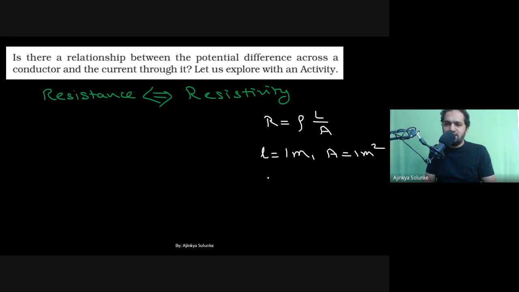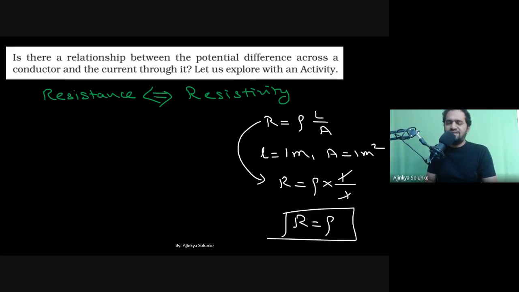So can I just say the formula will become R equals rho times 1 by 1? Because the value of length is 1, area value is 1. So 1 and 1 are getting cancelled. So what am I getting? Resistance is equal to resistivity. Is this the relation we are getting? Kindly understand this first. Are you understanding what we did to get that relation?